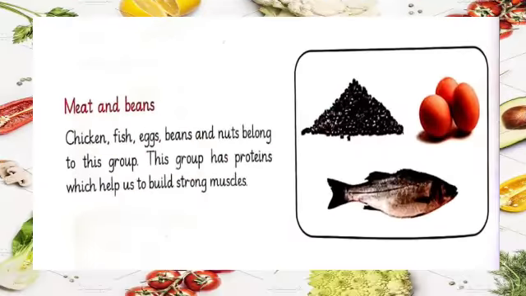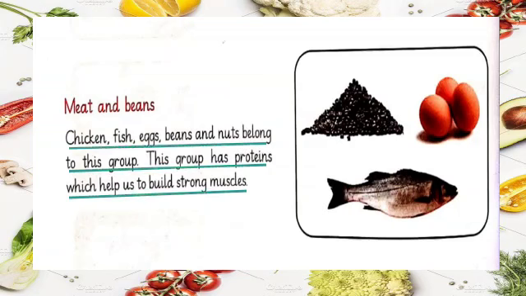Next is meat and beans group. Chicken, fish, eggs, beans and nuts belong to this group. This group has proteins which help us to build strong muscles. Underline these lines. Meat, poultry, fish, eggs, nuts, etc. supply many nutrients. These include protein, vitamins, etc. These groups help us to stay strong.